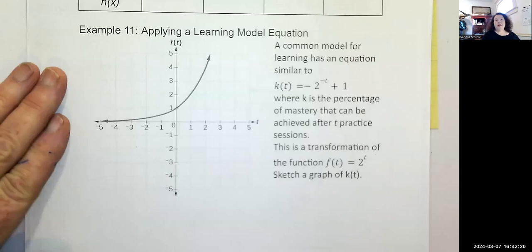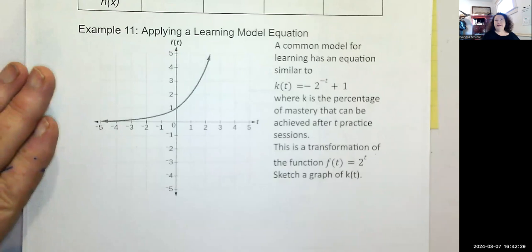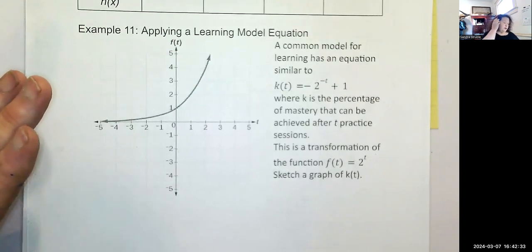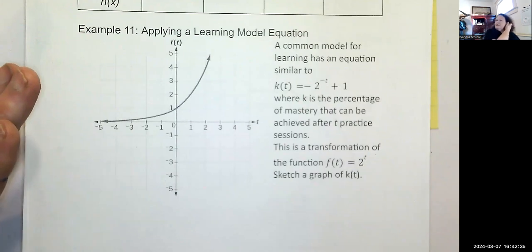Hey, y'all, let's finish up lecture 3.5. Should be problems 11 through 20. And I'm going to switch it up a little bit from what I did in the classroom. So if you were there for that, hopefully this will be a little bit different, at least some of it.